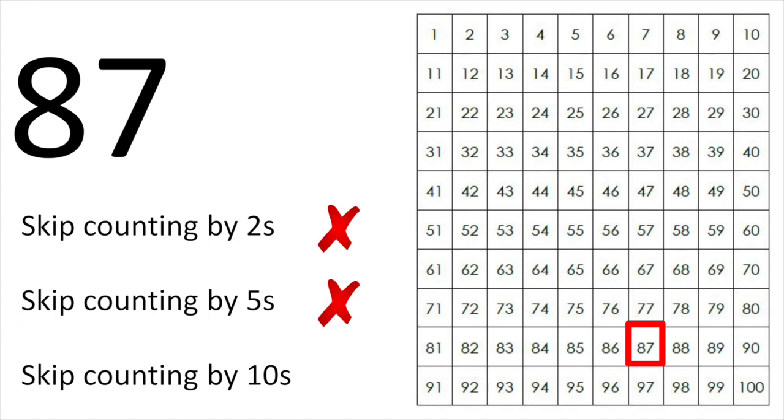Lastly, could I get there skip counting by 10s? No, if I can't get there skip counting by 5s, then I definitely can't get there skip counting by 10s, because 10 is two groups of 5. It does not end in a 0. I cannot get there skip counting by 10s.